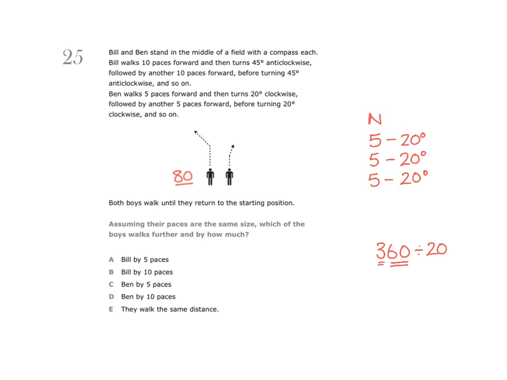That means there will be a total of 18 occasions where Ben walks 5 paces and turns 20 degrees. 18 multiplied by 5 can be calculated by saying 5 times 10 is 50 and 5 times 8 is 40. 50 plus 40 is 90, so that means Ben will walk 90 paces. We need to know which of the boys walks further, and we can see that that's Ben. Ben walks further by 10 paces, making option D the right answer to this question.